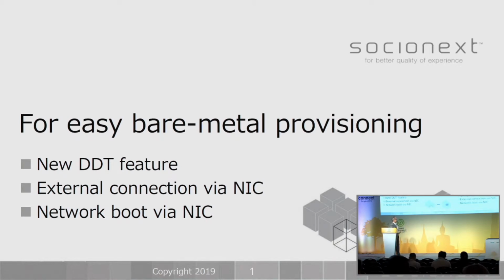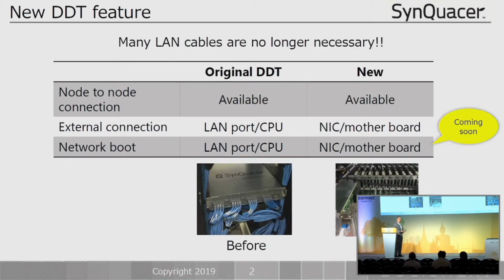So the first one is a new DDT feature. This is for easy bare metal provisioning. DDT, we originally considered using that function only for internal networking, to place big data distributed inside the server and run all the CPU cores together. So that was the original use case.